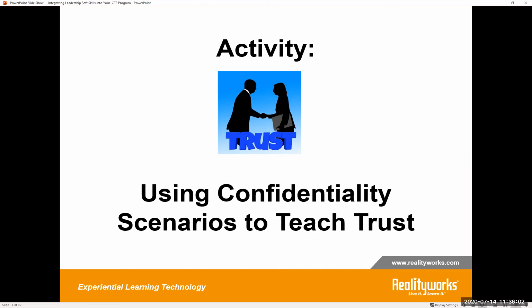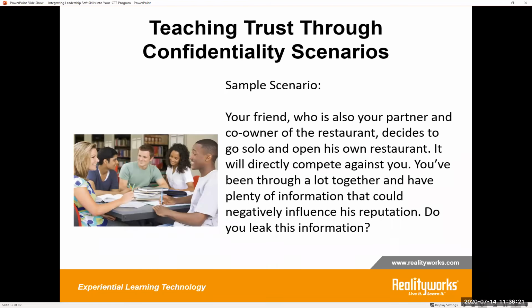So starting with a strong introduction is a great, quick way to engage your students. Now we'll share a variety of other lesson activities you can use to engage students as you introduce leadership soft skills. So here's one way you can use things like scenarios to teach the skill of trust. Helping students learn how trust and confidentiality are important to leadership is really key.